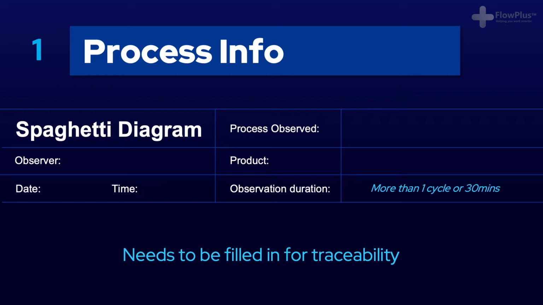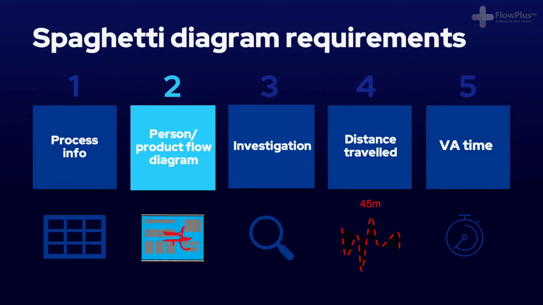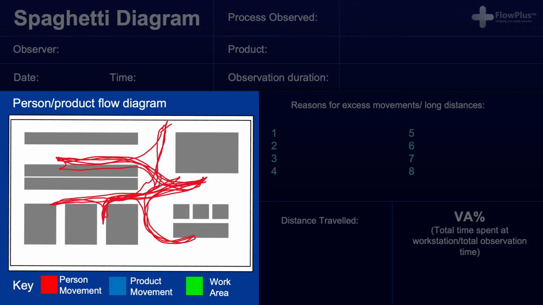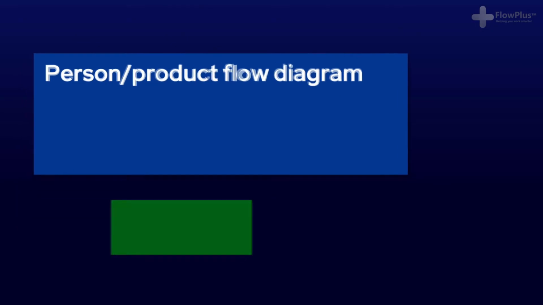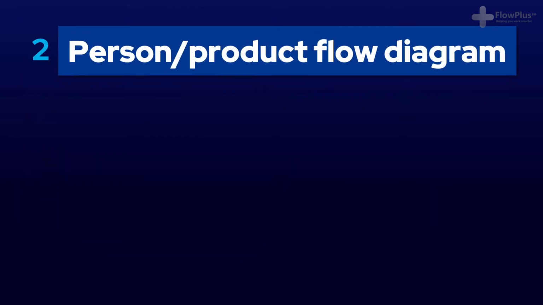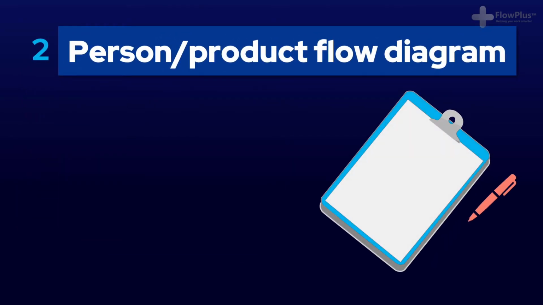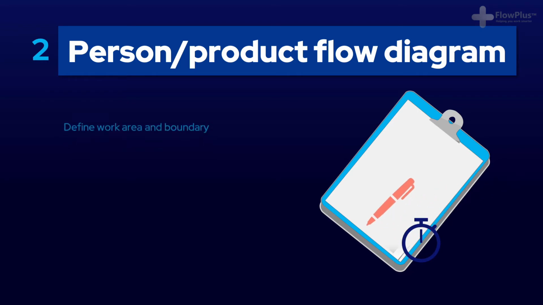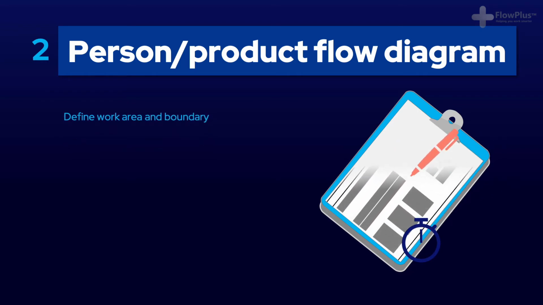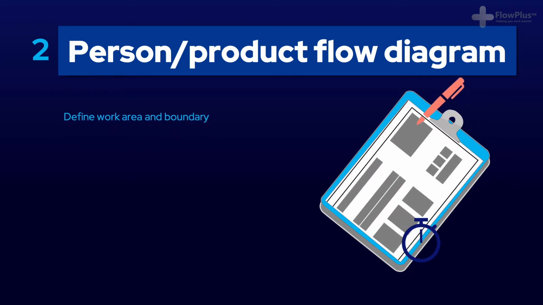The second step is the person and product flow diagram. This is the part that people think of when discussing spaghetti diagrams. This part of the spaghetti diagram visually maps the flow of people and products around the work environment. The first thing to do here is define, with the assistance of the operator, where the boundary of their work area is. This should be a localized area where they conduct their value-added work. Typically, it will be a workbench, a cell, or a workstation.